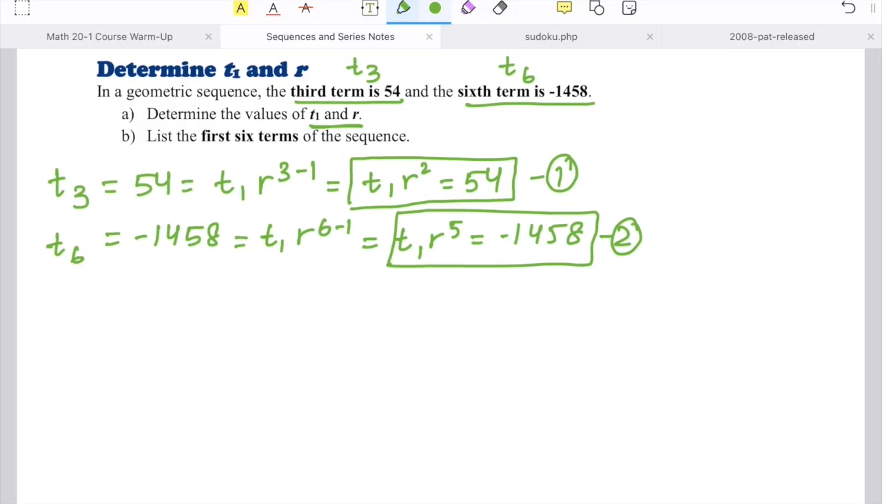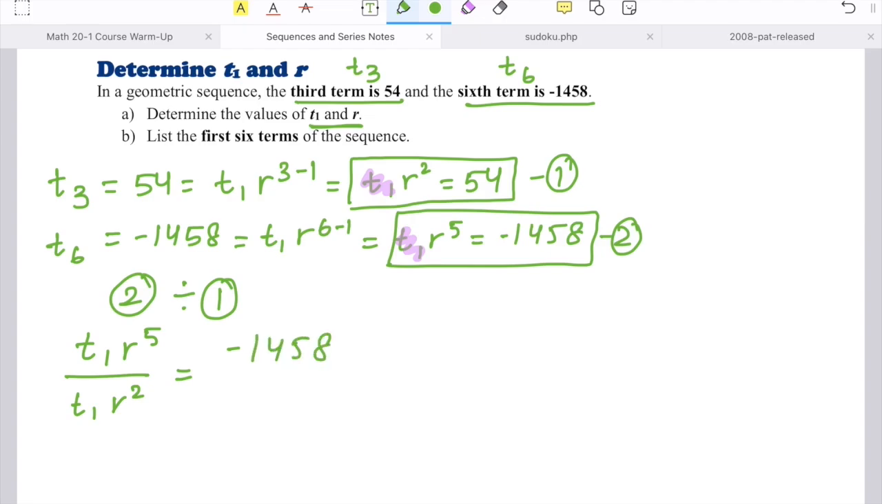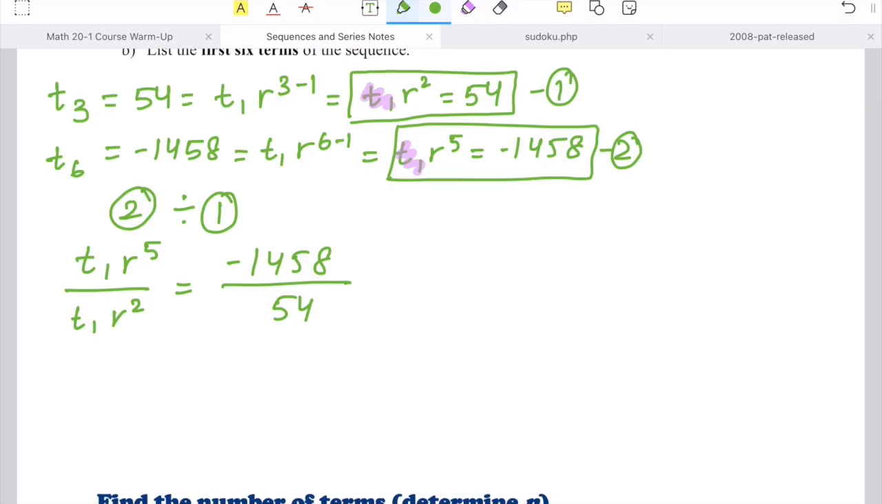Now I cannot subtract or add these, but I could divide the equations from each other, right? So I could do 2 divided by 1, which would give me T1 r to the power of 5 divided by T1 r to the power of 2 is equal to negative 1458 over 54. Any questions about how I got the division piece?